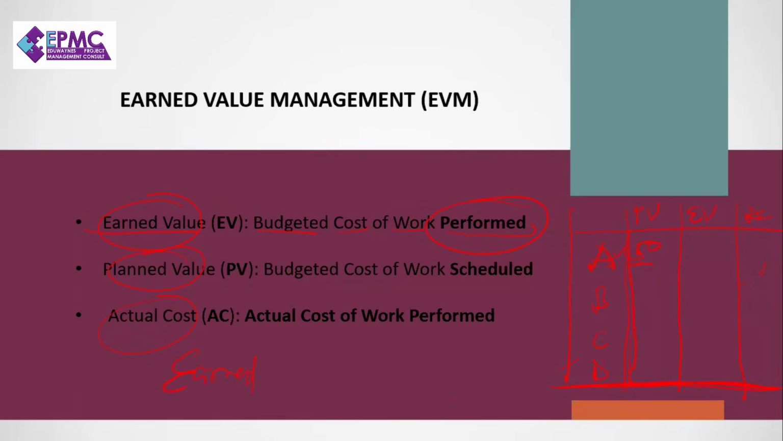Okay? So they've been earned. Use another word, they've been completed. That makes it easy, isn't it? Usually we use some words to generate some learning. If you say completed value, it's quite easy for you to understand. It is basically the budgeted cost of the work that has been completed or performed.